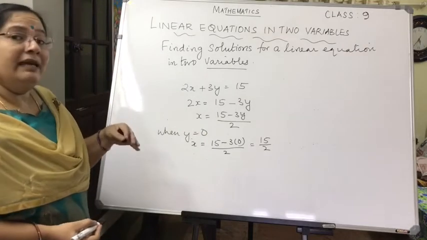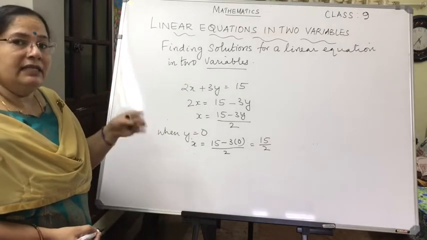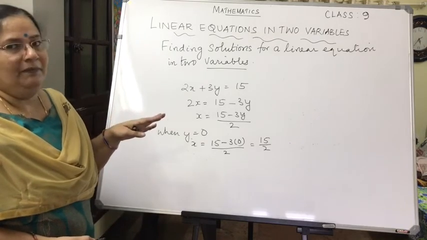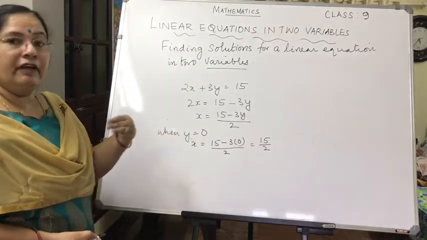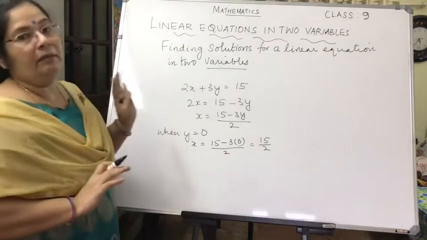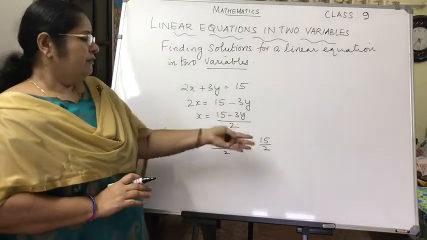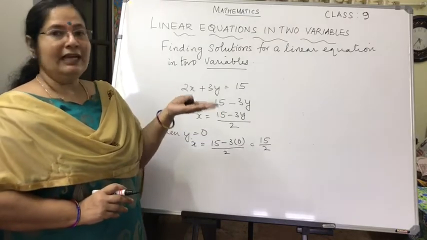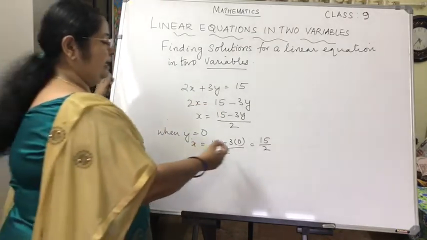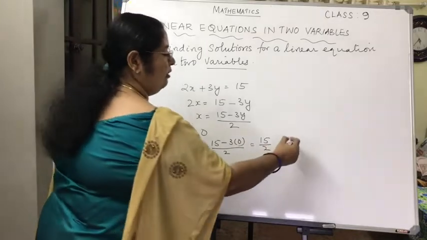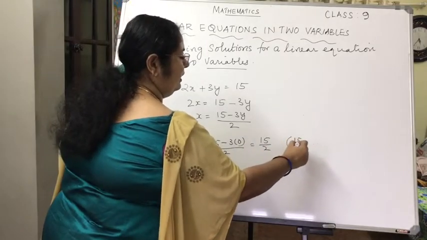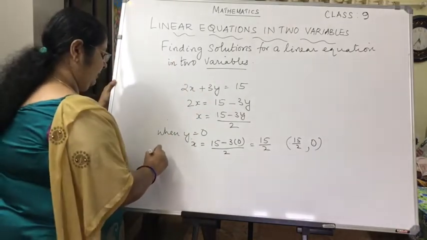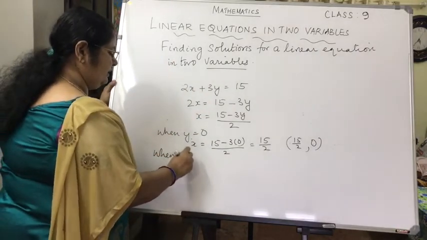It doesn't matter whether it is a fraction, decimal or anything. Why? Because it is a real number. So don't think, when you are getting a fraction, oh no, it is a fraction, the answer is completely wrong. No, this is a solution. 15 by 2, if you take it as a decimal, becomes 7.5. That doesn't matter. Written as an ordered pair, it will be 15 by 2 comma 0. One solution.